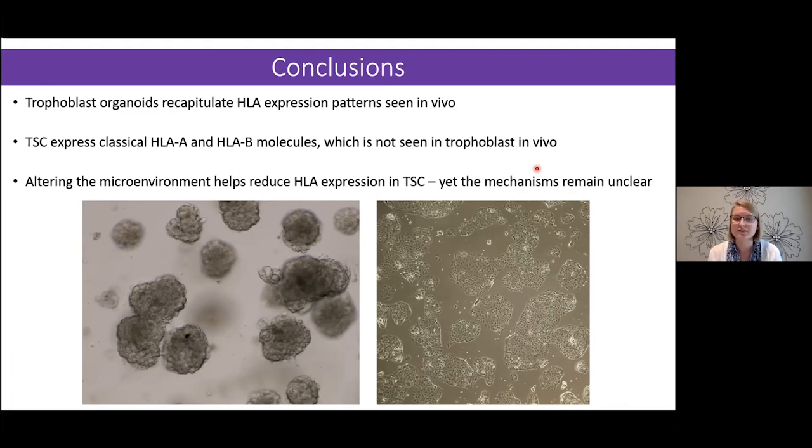And very little is known about how HLA is regulated in trophoblasts because it's so unique to any other cell type in the body. And so this opens up a lot of questions and hopefully will provide models that we can really study and figure out the mechanism of HLA regulation in trophoblast in general.